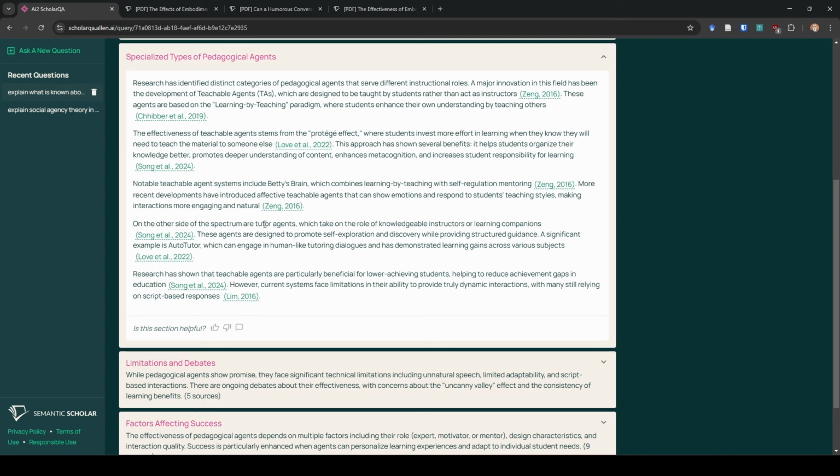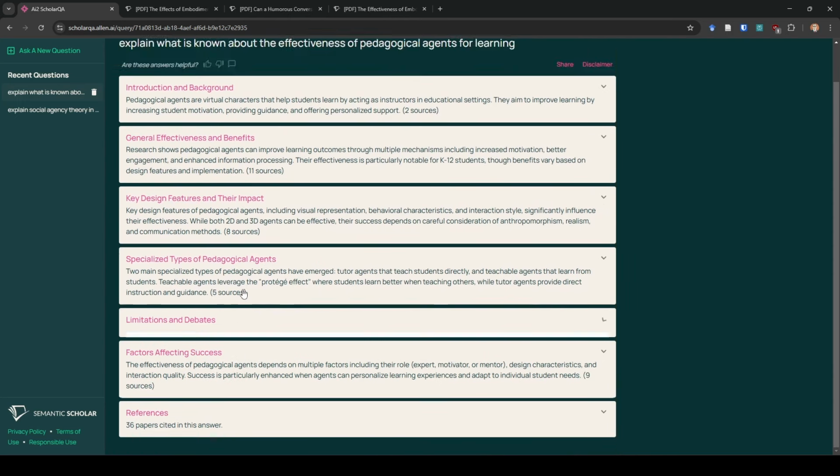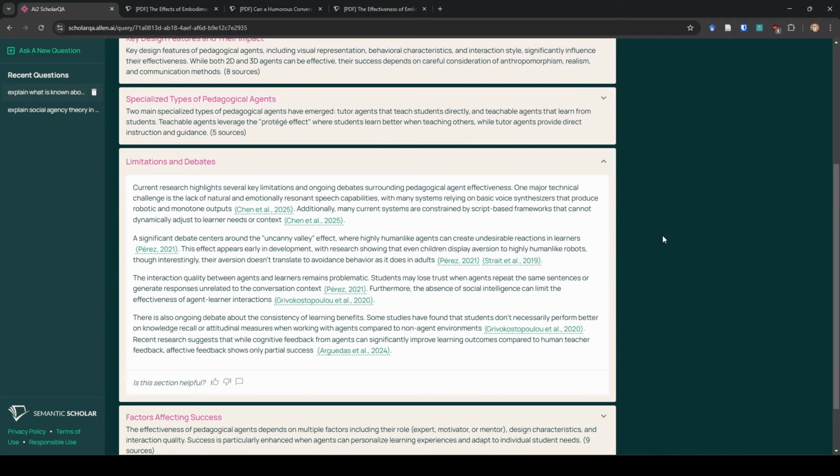Yeah, I would say that those are probably the two big areas, teachable agents and agents that work as some sort of tutor. There's also agents that work as just lecturers, but I think that a lot of people would probably drop them under the category of tutors. So let's move on. Limitations and debates. Oh, wonderful. Let's see what this says.